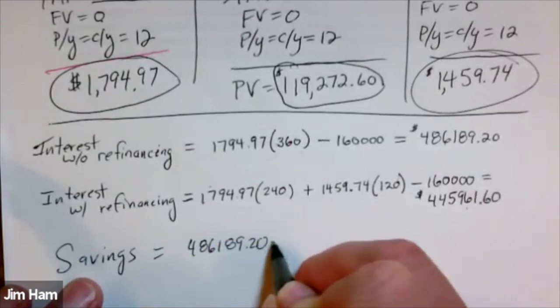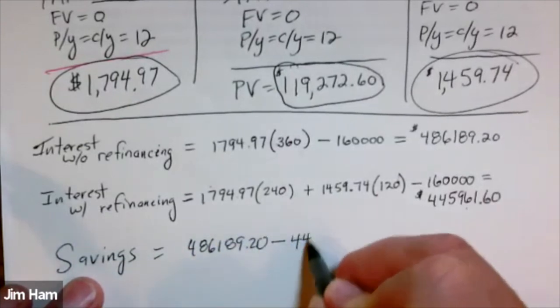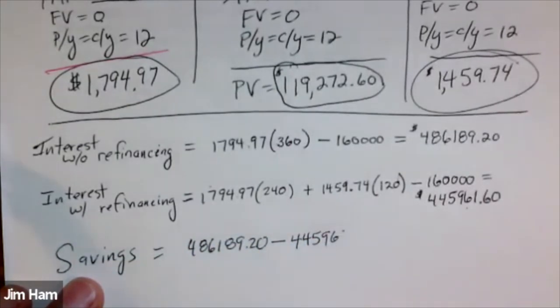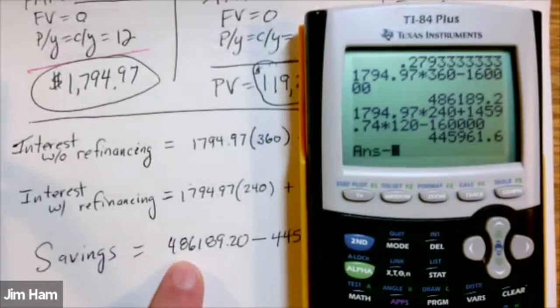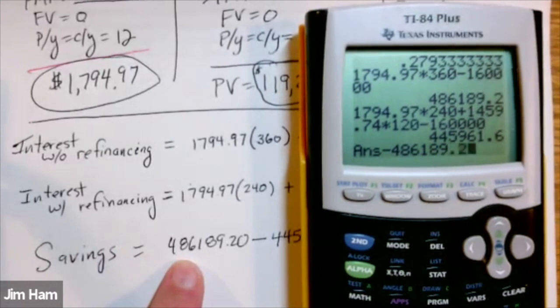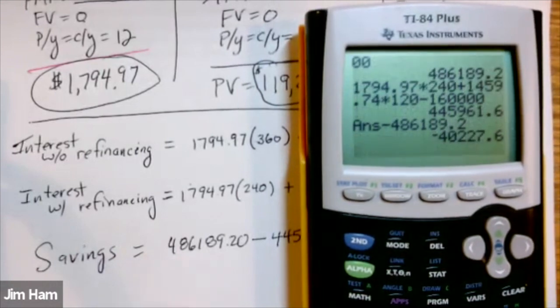All right, so to figure out how much we've saved, we're going to take the bigger interest amount and subtract off the smaller interest amount, and everything we have left is our savings. The one number in there already, so I'm just going to subtract this number, and you can see it's about $40,000 in savings.